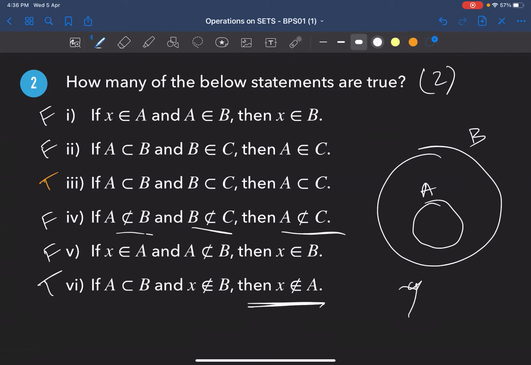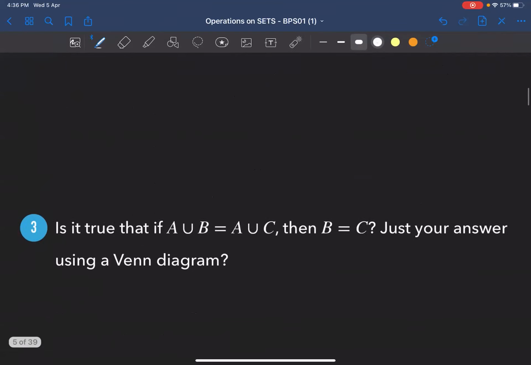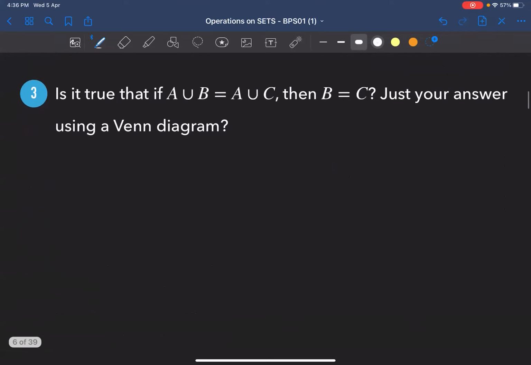Okay, so let's move on to the next problem. I'll give you some time here. I'll pause for 1 or 2 minutes here. Think about whether this is true or not, and then try to get a justification using a Venn diagram. Okay, so take the help of Venn diagrams.